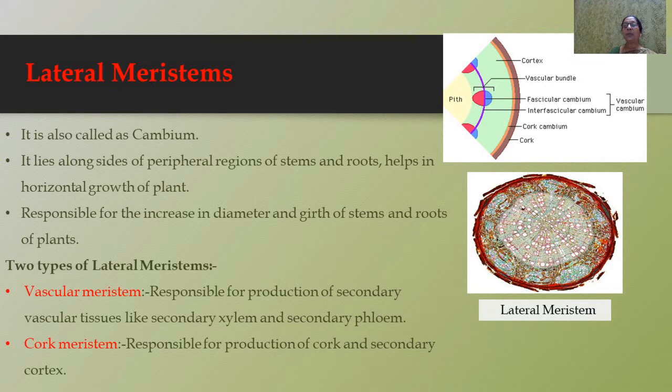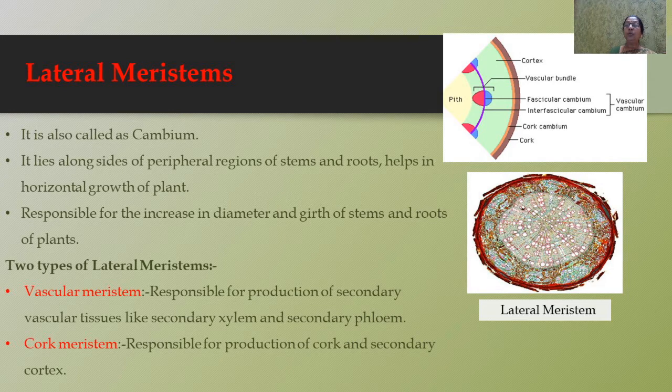It is present in the vascular tissues, in between the two vascular bundles and in the vascular bundle. As its name indicates, it is responsible for the formation of vascular tissues, that is xylem and phloem. We call them secondary xylem and secondary phloem.